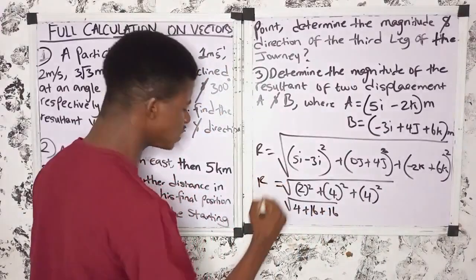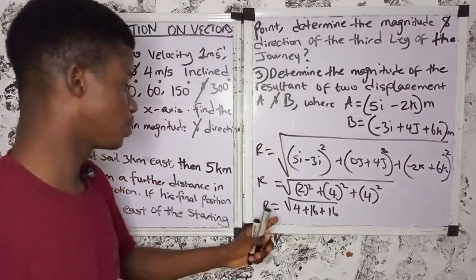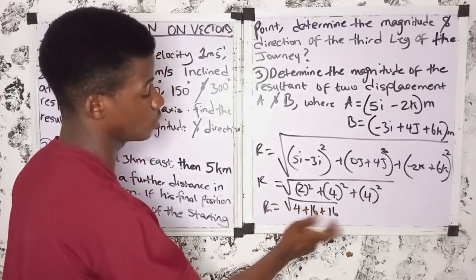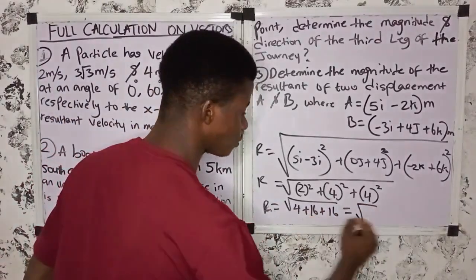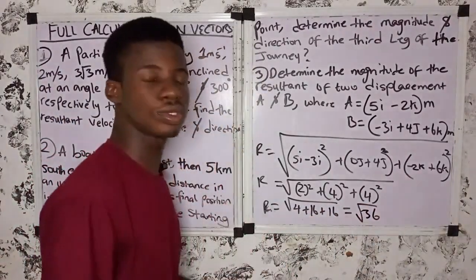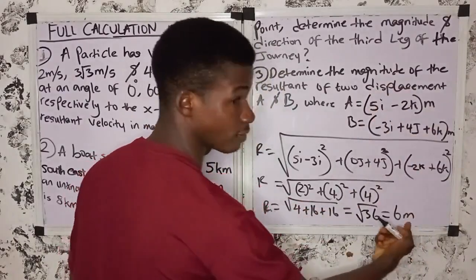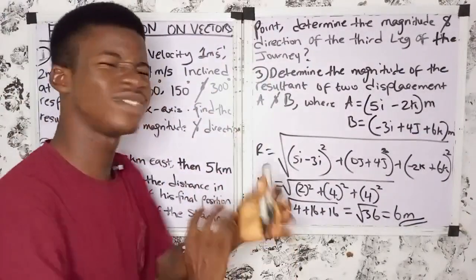It's very, very easy. So 4 plus 16 plus 16 gives us 36. If we add everything, it gives us 36. Now what is the square root of 36? The square root of 36 is 6. Since we are dealing with displacement, what is the SI unit of displacement? Meter. So the answer is 6 meters.